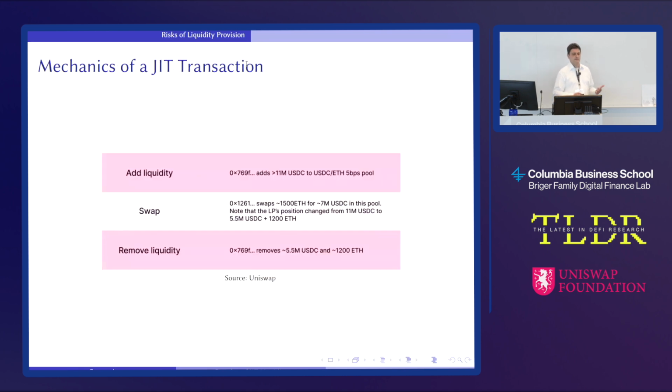So the mechanism is very similar to the one that some of you might have seen with a sandwich attack, but now it's not really an attack, you're sandwiching a trade with liquidity. So you're adding liquidity, then the trade will execute against this additional liquidity, and then you take liquidity out. Okay, so that's the main idea of this active liquidity.